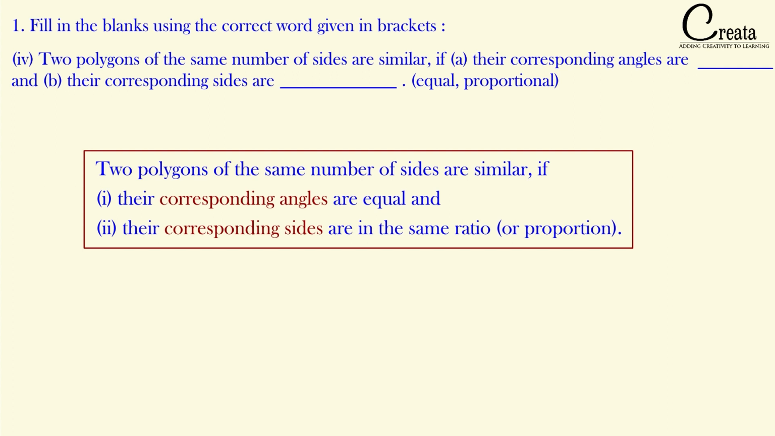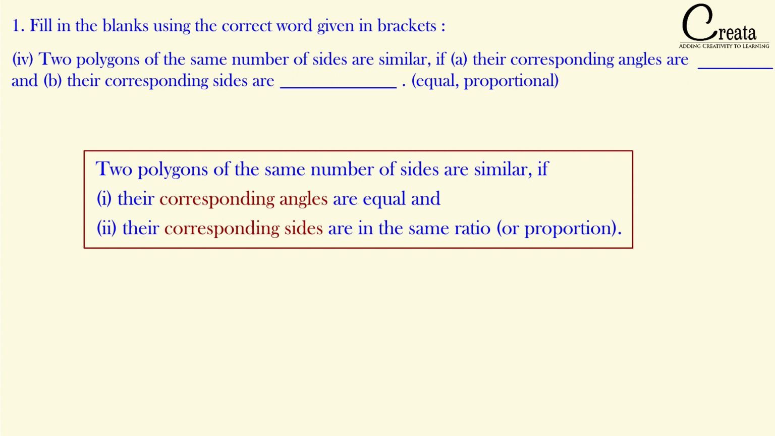The first criteria is that the two polygons have their corresponding angles equal. The second criteria is that their corresponding side ratios are equal. Then we can say that the two polygons are similar to each other, because visually we cannot check whether two polygons are similar or not. So the question is asking about the same.